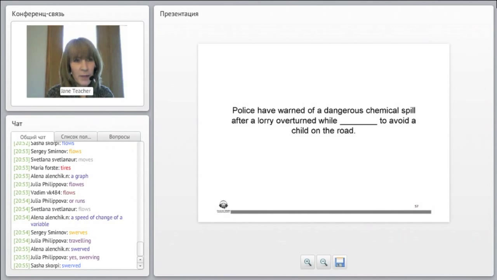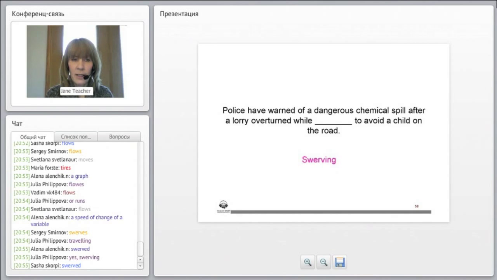And the form in this sentence, we have to use the ing form. It's a reduced clause, which we can't talk about today, but the right answer is swerve in the form of swerving. So, while swerving to avoid a child on the road. Swerving. Okay, so with the ing form.